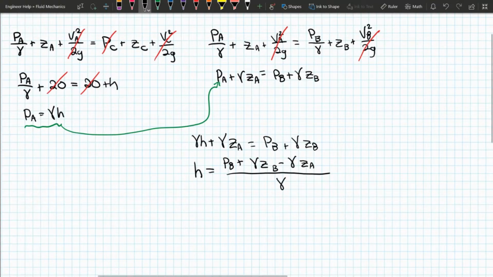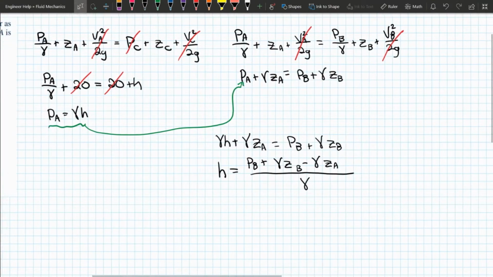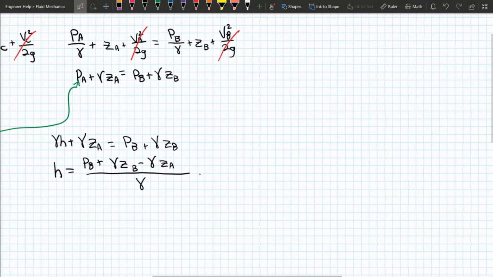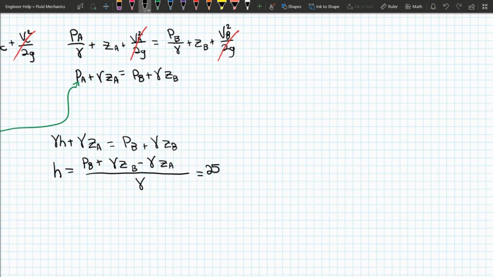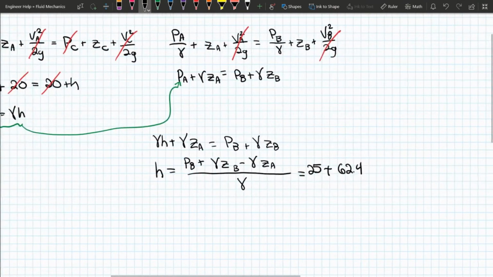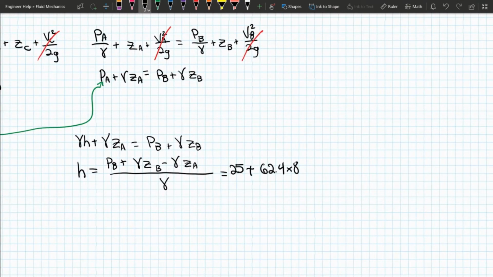All right, now let's just plug in what we know. So the pressure at B is given here, 25 psi. So it's equal to 25 plus gamma, which is going to be 62.4, times the elevation at B, which if we go over here, is going to be 8 feet. So times 8, and then minus 62.4, elevation at A was 20, and then that's all over 62.4.